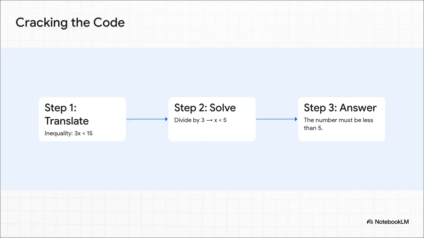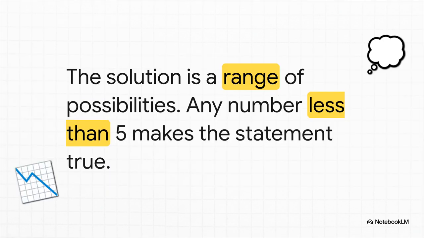You know, the translation process works exactly the same way. 3 times a number becomes 3x. That key phrase, is less than, translates directly into this symbol right here, less than. And from there, the steps are pretty familiar. Just isolate x to find our solution. So notice this. This is really important. The solution isn't just one number. It's a whole range of possibilities. Any number that's less than 5, so 4, 2, even negative 100, makes that original sentence totally true.